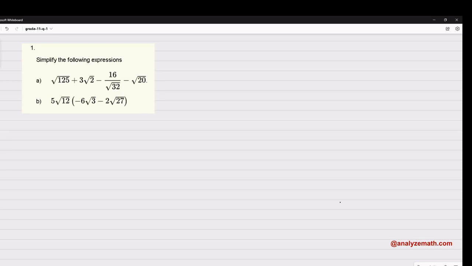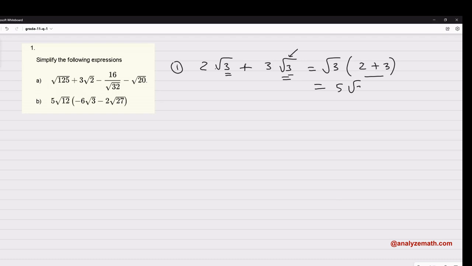In this video, we're going to simplify expressions with square roots. The first thing we need to understand is the following. If I am adding expressions containing the same radicand, the radicand is the number under the radical. This is the radical, the symbol. So if I am adding like radicands, I can factor out the square root of 3, and then I will have 2 plus 3 here, and all this simplifies to 5 square root of 3.